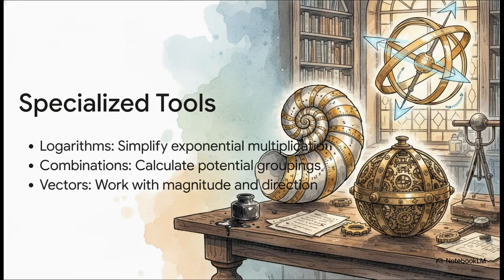Each of these specialized tools takes our algebraic logic and expands it into entirely new dimensions. Logarithms allow us to take unimaginably massive exponential growth and simplify it way down to basic addition and multiplication. Permutations and combinations give us the power to instantly calculate thousands of different potential groupings and arrangements without ever having to list them all out manually. And vector algebra takes our numbers completely off the flat page. It gives them magnitude and direction, allowing us to mathematically map and navigate entire 3D spaces.